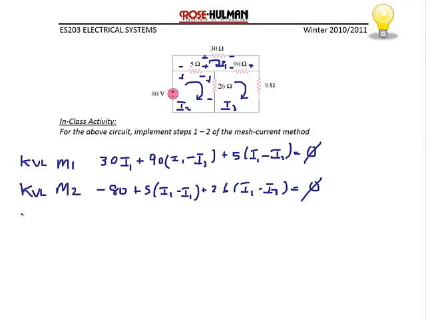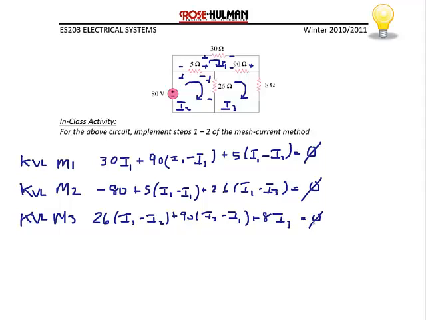Finally, let's do KVL for mesh 3. KVL for mesh 3, starting with the 26 ohm resistor, is going to be 26 times (I3 minus I2) plus 90 times (I3 minus I1) plus 8, and since that's an outer branch, it's just I3, and that equals 0. So that's 3 equations.